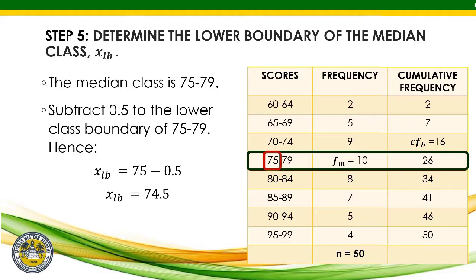Let's have step 5. Let's determine the lower boundary of the median class. So, still our median class is 75 to 79. The lower limit is 75 and the upper limit is 79. So, the lower class boundary is 75 subtracted by 0.5. Therefore, the lower class boundary is 74.5.